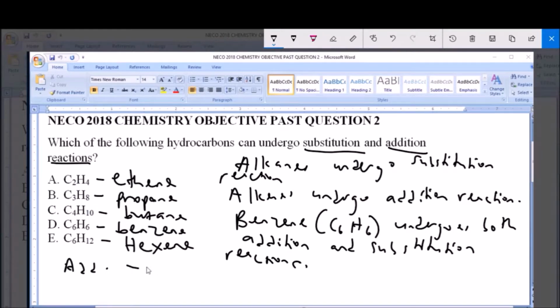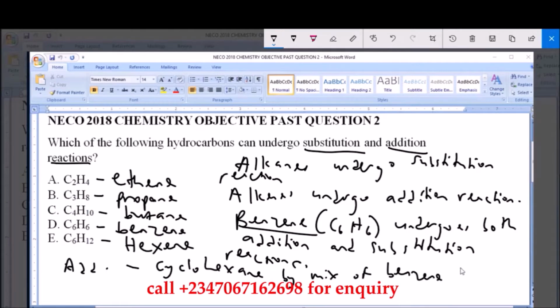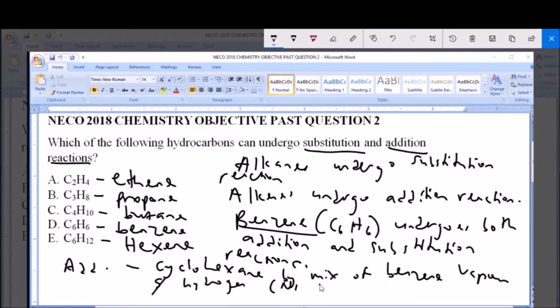An example of the addition reaction involving benzene is formation of cyclohexane by a mix of benzene vapor and hydrogen with nickel as catalyst. And then an example of the substitution reaction is when chlorobenzene is formed.